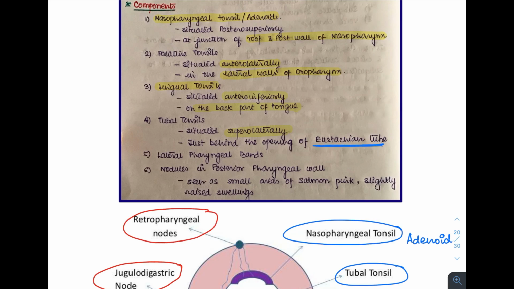And two very small structures here, not extremely significant, are the lateral pharyngeal bands, which are present on the lateral wall of the pharynx, and the nodules in the posterior pharyngeal wall. These are seen as very small areas of salmon pink, slightly raised swellings. So, the six components are the adenoids, the palatine tonsils, the lingual tonsils, the tubal tonsils, the lateral pharyngeal bands, and the nodules in the posterior pharyngeal wall.